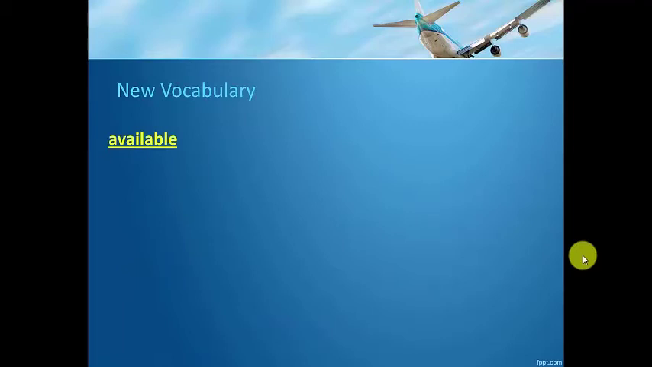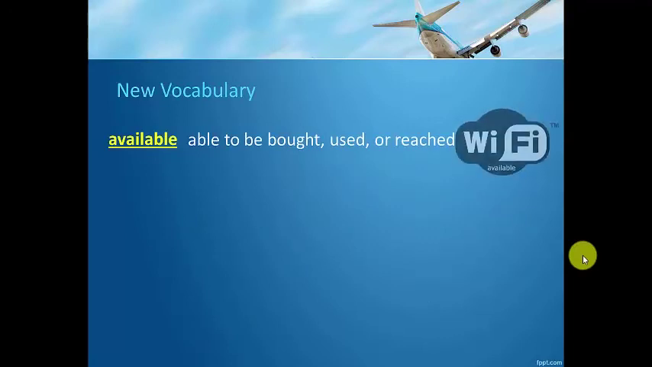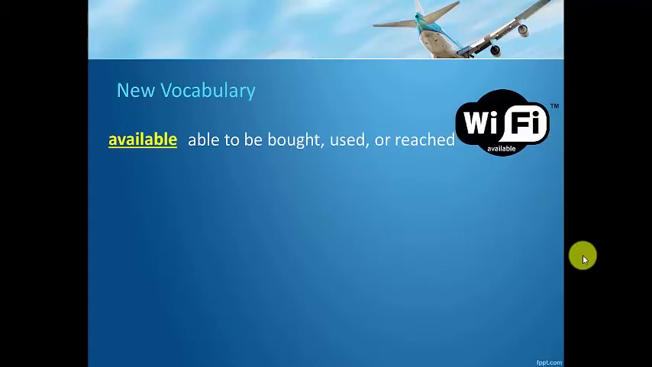The next word is available. Available. And it means able to be bought, used, or reached. Like this picture here, we have Wi-Fi, and you can use Wi-Fi at any time because it's available. You can buy train tickets all the time because they are available at the train station. You can reach the park easily because you have means of transport that are available all the time.